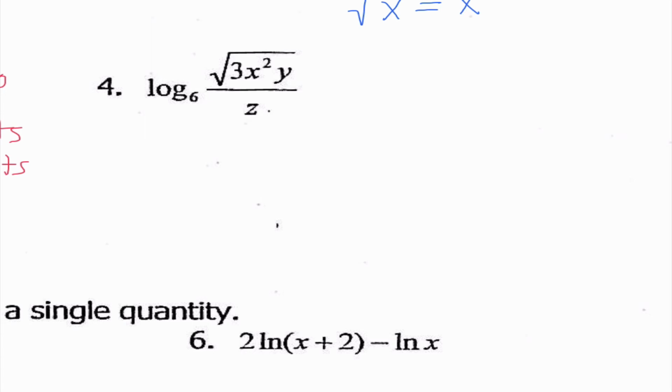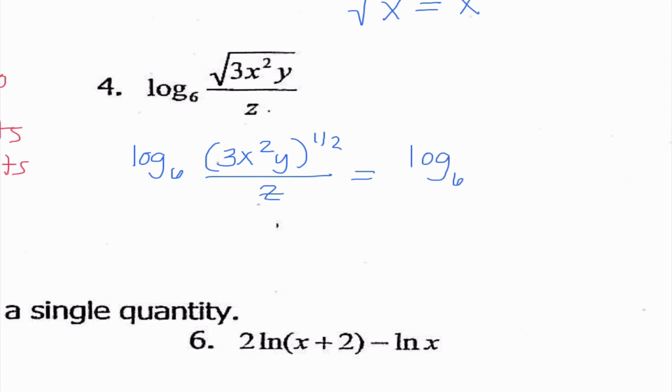So the very first thing I'm going to do is rewrite this as log base 6 of the quantity 3x squared y to the 1/2 power over z, which would become log base 6 of 3 to the 1/2 power x y to the 1/2 power over z. I also want to point out when I'm writing this, notice this z is not dividing everything. It is always log base of this expression.